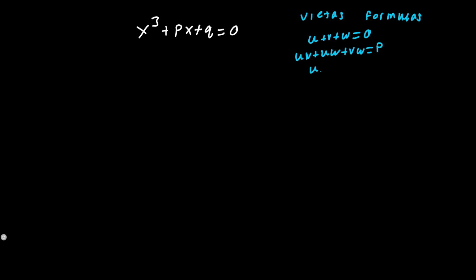And all the roots multiplied is going to be negative q. And the fact that it's negative is because we have x minus u times x minus v times x minus w, where the constant would be negative uvw, which is going to be related to the constant term. That is why we divide by negative.